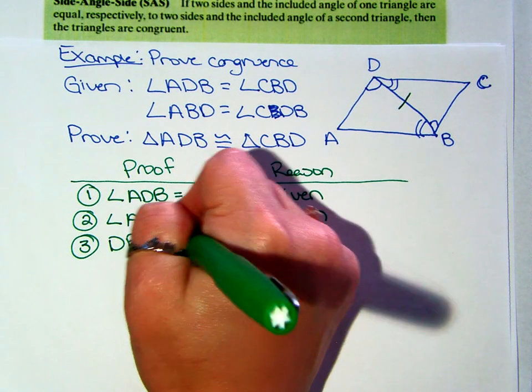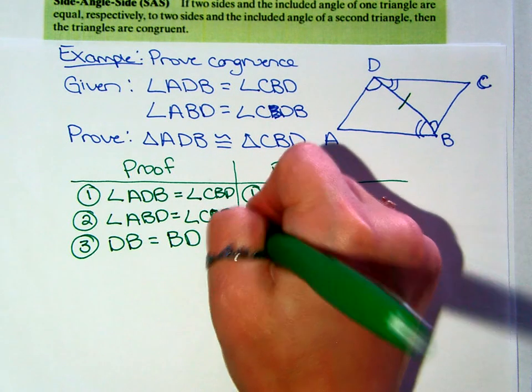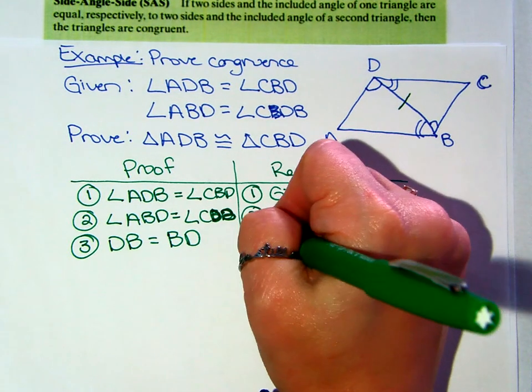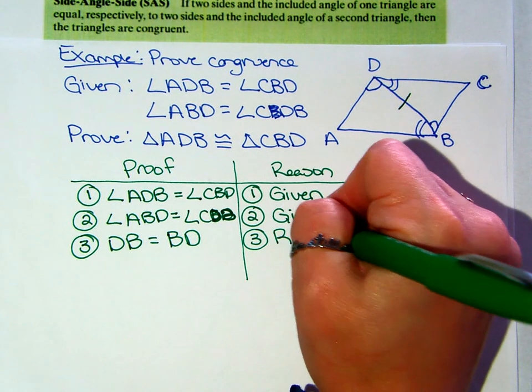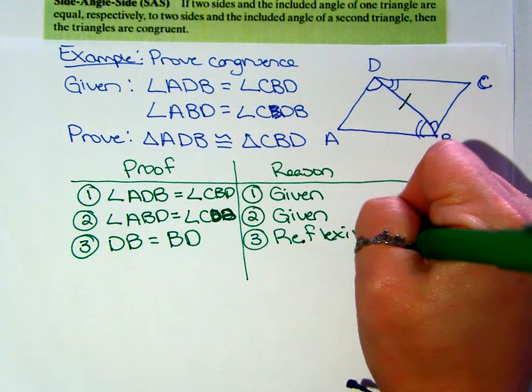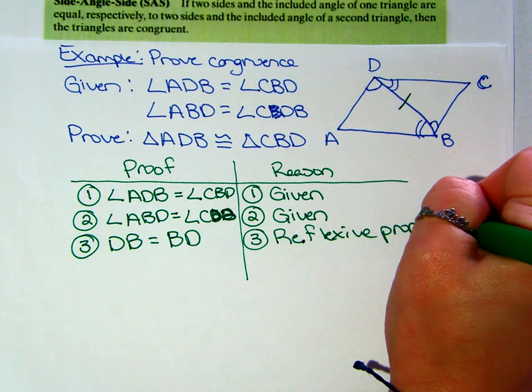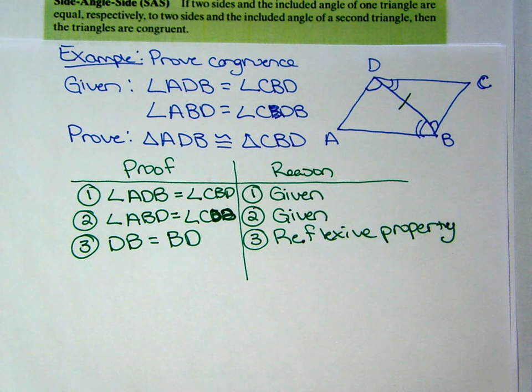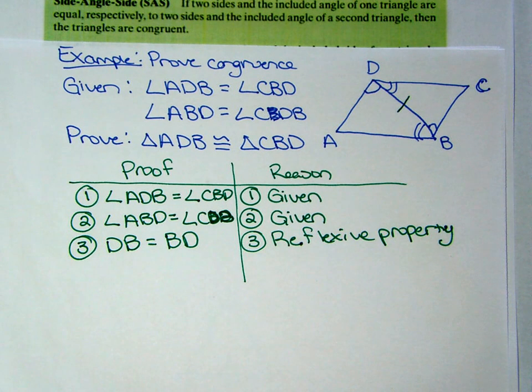The reasoning for it, and this is why I wanted to include it, is they call it the reflexive property. And if I didn't include that as an example, then you wouldn't know the reasoning behind it. So reflexive property, aka it's a shared side. But the mathy way of saying it's a shared side is saying reflexive property. So that's the important part of this one, reflexive property.